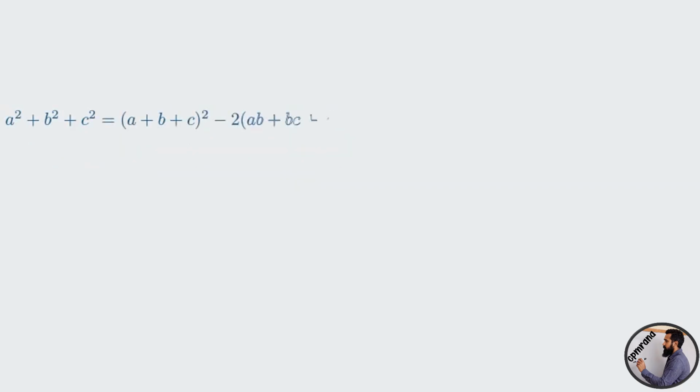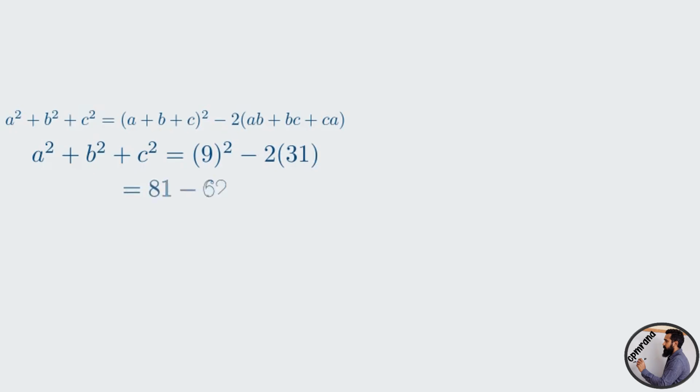Now, let's substitute the given values into our formula to find the final answer. We replace the sum a plus b plus c with 9. Then we replace the sum of the products ab plus bc plus ca with 31. This gives us 9 squared minus 2 times 31.